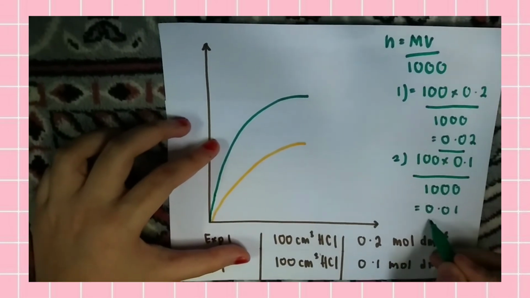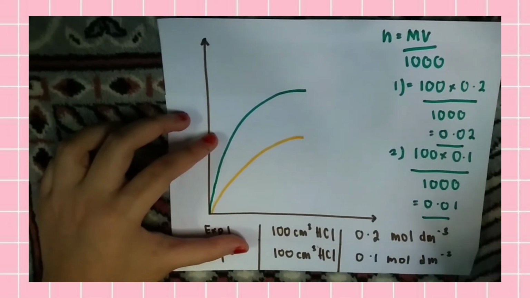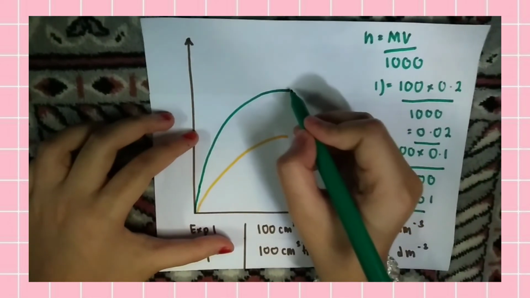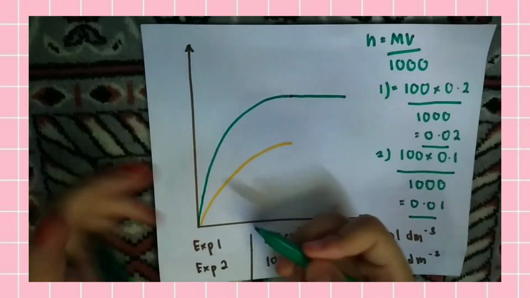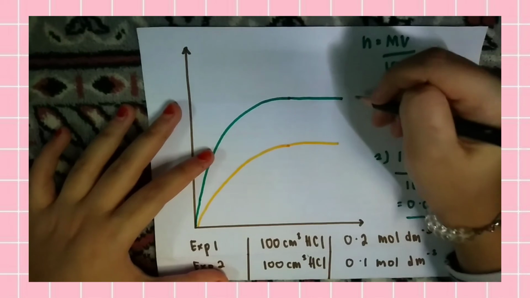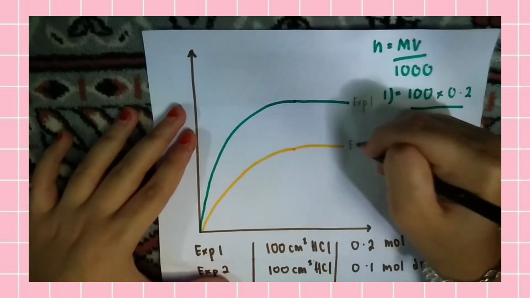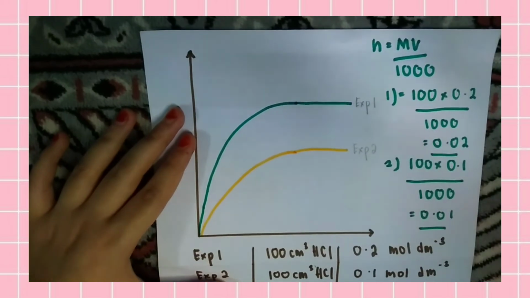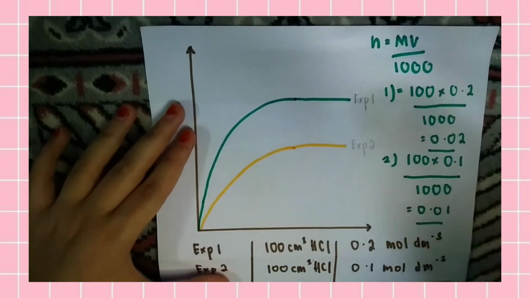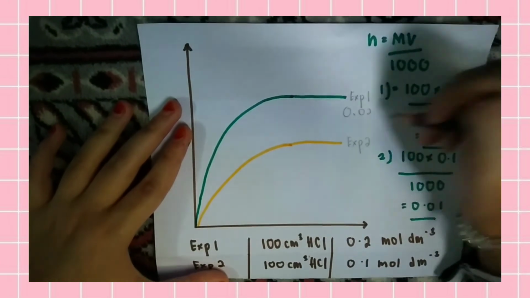So now you can see the mole for experiment 1 is higher than experiment 2. So the line for experiment 1 is higher than the line of experiment 2. So now you have to write experiment 1 in line 1 and experiment 2 in line 2. Don't forget to write the number of moles of each experiment.